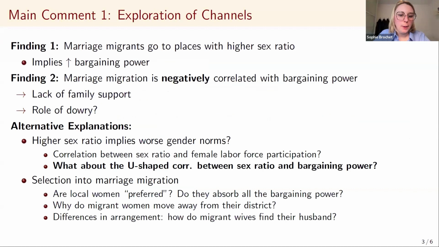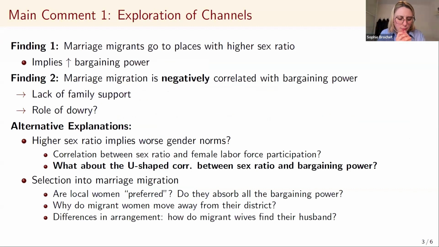Yes. So about the channel, one thing about the U-shape is that we think for districts where women are relatively more abundant, this is a sort of scarcity story. So being more abundant is not a good thing for bargaining power. And on the other hand, being in a district where women are very scarce, we believe it's not so much about how many women there are, but about gender norms.